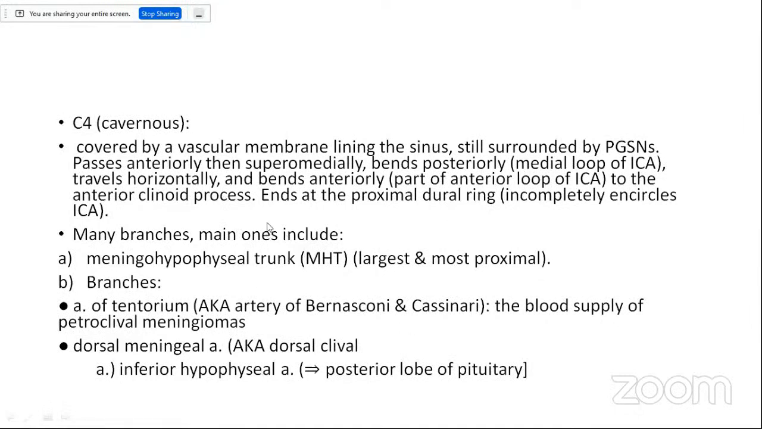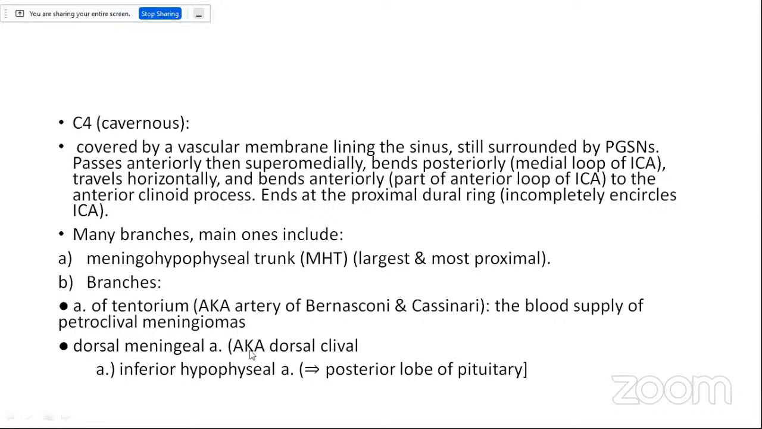There are many branches of the cavernous segment. The important ones include the meningohypophyseal trunk, which is the largest and the most proximal branch. The other branches include those to the tentorium, which is also called the artery of Bernasconi and Casinari, which is the blood supply of petroclival meningiomas.